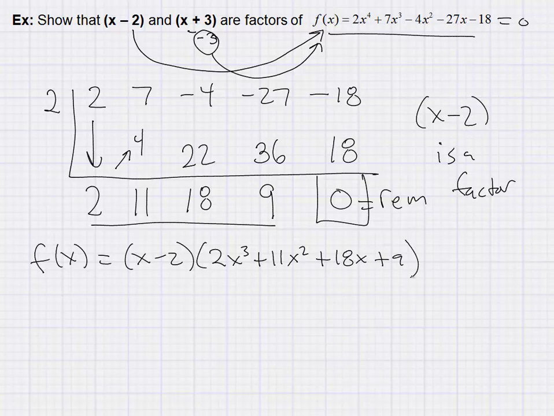2x cubed plus 11x squared plus 18x plus 9. Now we want to check to see if x plus 3 is also a factor. I can do this whole thing over again, and I can put a minus 3 right here and then go through the process. But I don't need to do it that way.